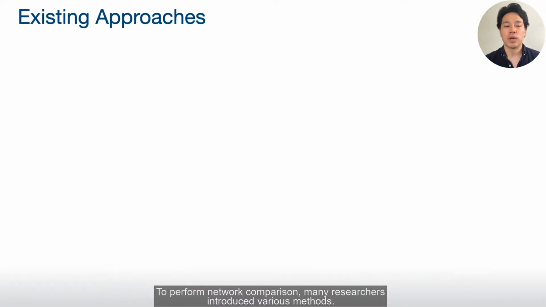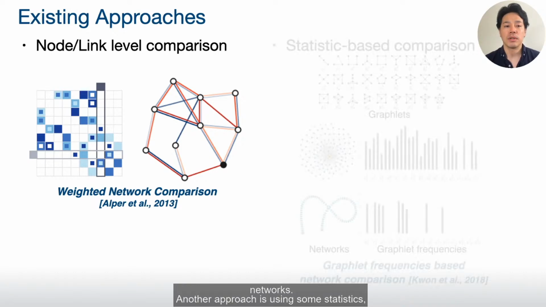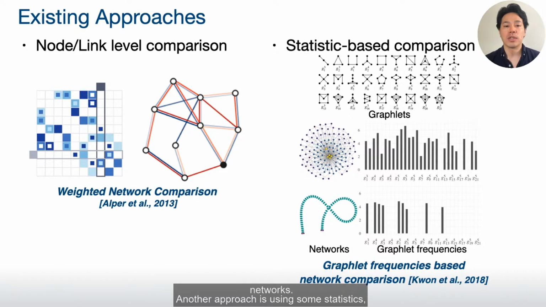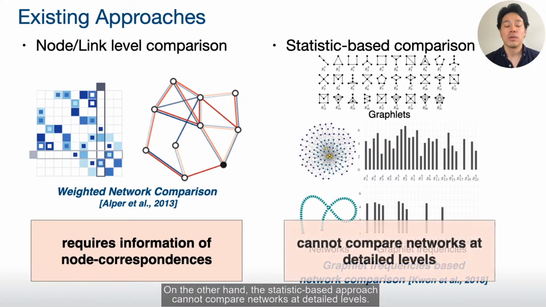To perform network comparison, many researchers have introduced various methods. One approach is providing a detailed level comparison by visually comparing multiple networks. Another approach is using some statistics, such as the frequency of graphlets. However, the former approach requires one-to-one matching between each pair of nodes in different networks, called node correspondence. On the other hand, the statistics-based approach cannot compare networks at detail levels.